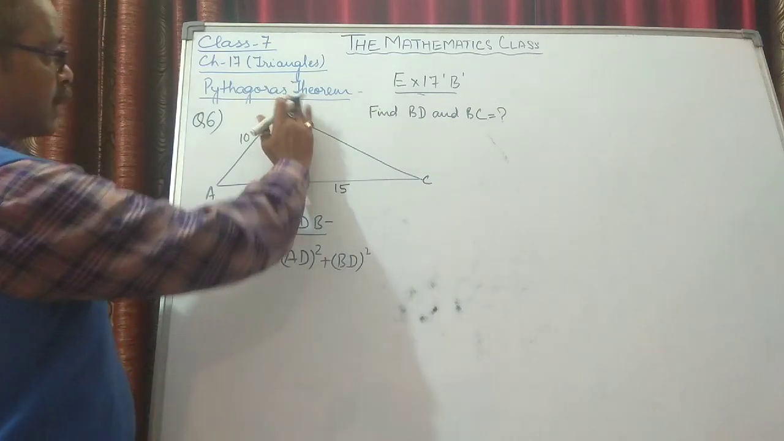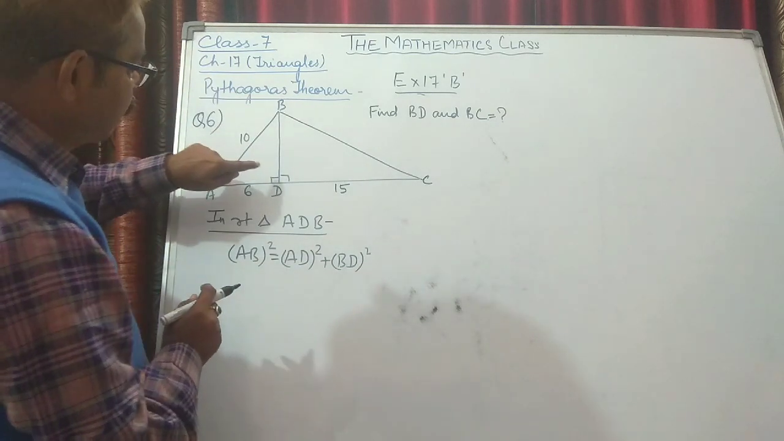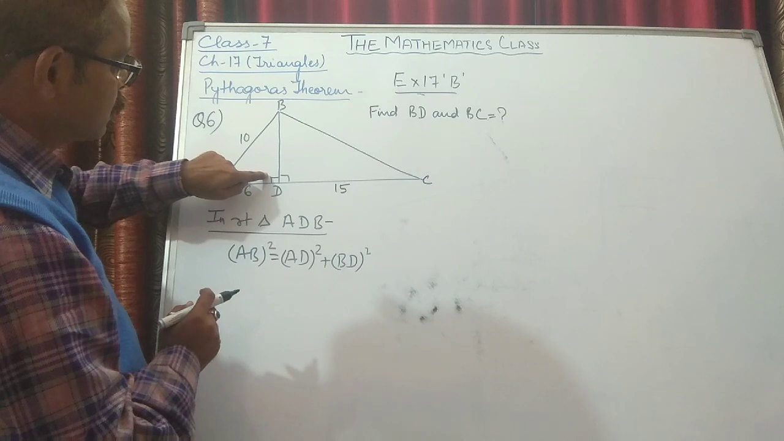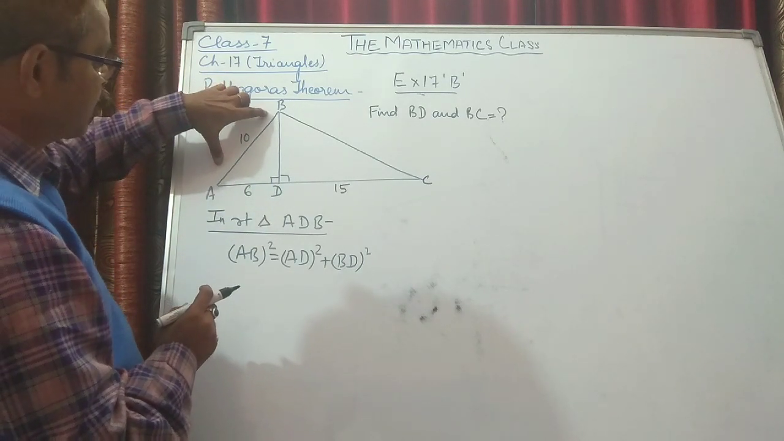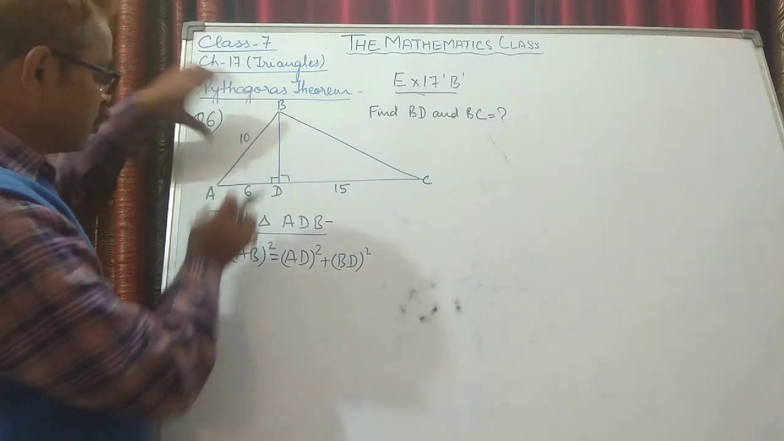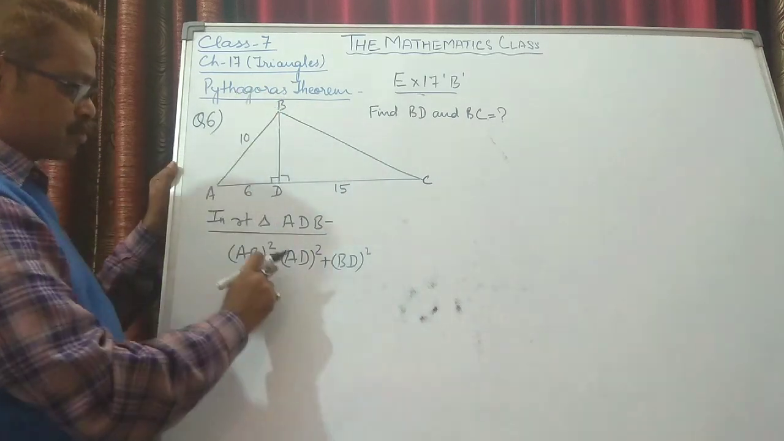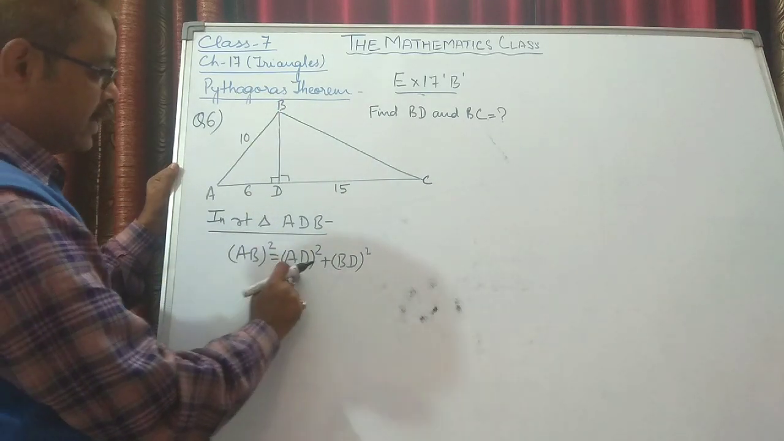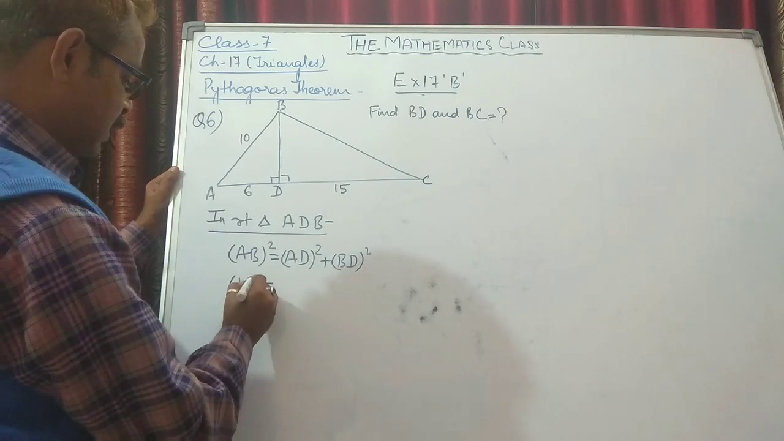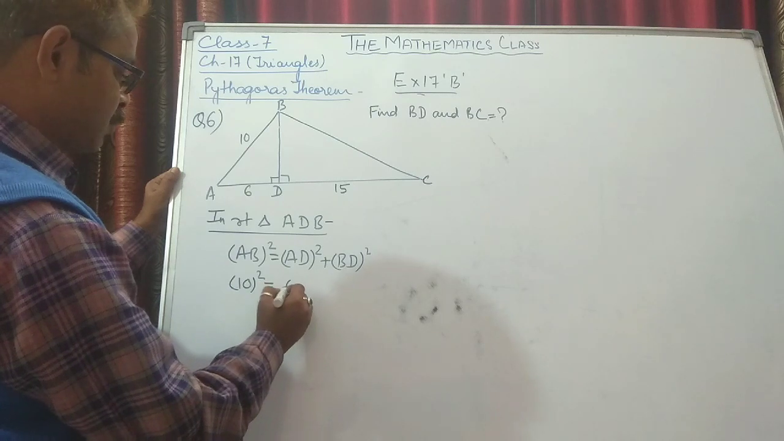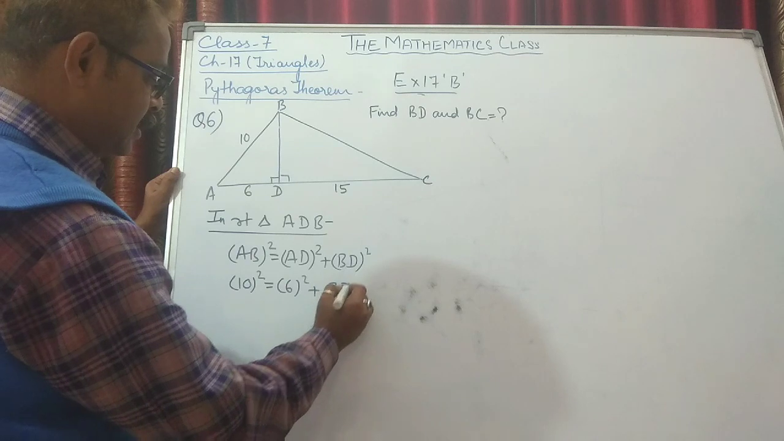Means what I have done, I have hidden this. I am taking only triangle ADB, in which angle D is 90. So side opposite to angle D is AB. So this is hypotenuse. We know hypotenuse square is equal to the sum of the square of other two sides. So one side is AD and other side is BD. So that is why I have written AB square is equal to AD square plus BD square. Now AB is given to us as 10. So 10 square. AD is given to us as 6. So 6 square plus BD square.